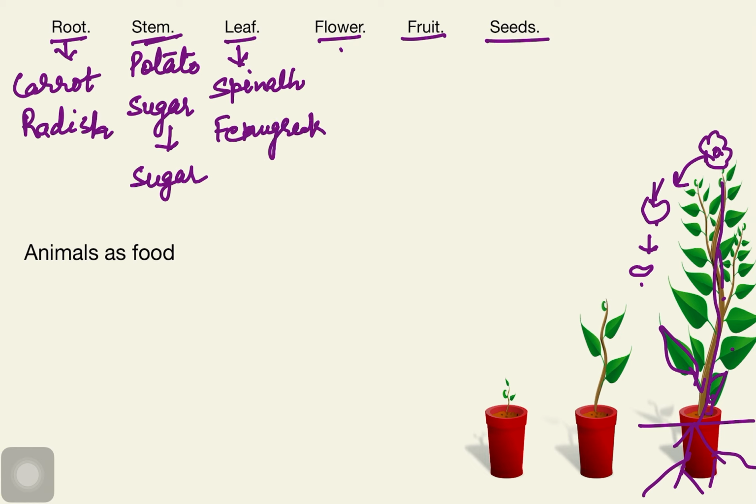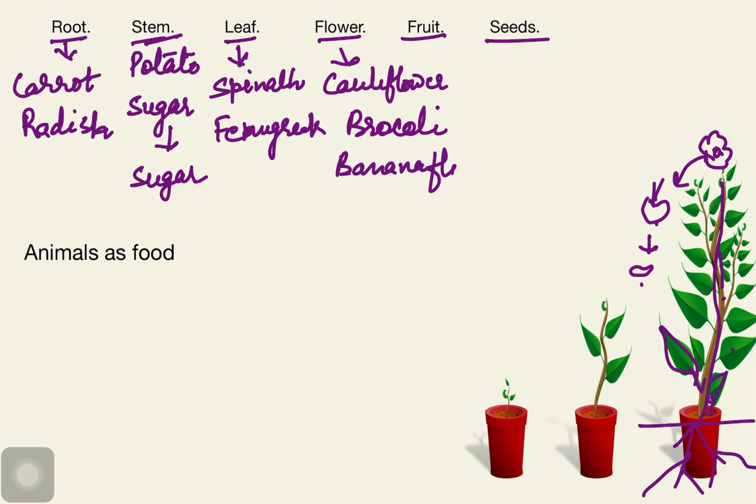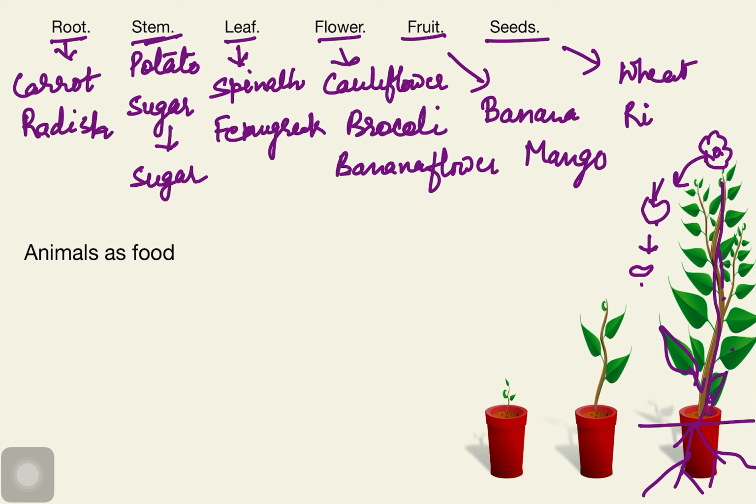Now we come to the flower. We eat the flower of cauliflower, and we eat broccoli flower also. And in South India people eat banana flower as a vegetable also. Now if we talk about fruit, there are many: banana, mango, many fruits are there, you can write any. Then seeds: wheat, rice, and pulses are also seeds. So what we saw now are the plant parts which we eat as root, stem, leaf, flower, fruit and seed.